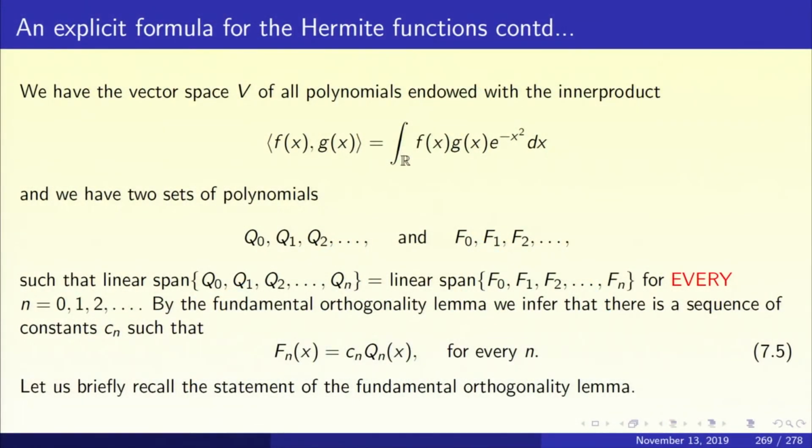Now, we must appeal to the fundamental orthogonality lemma. Now, look at the vector space. Now, we got a vector space of polynomials. The set of all polynomials form a vector space over the reals.